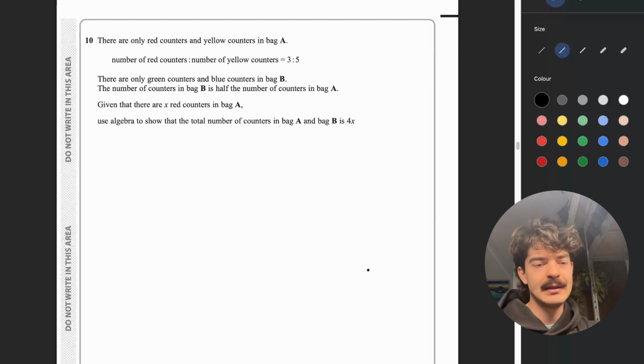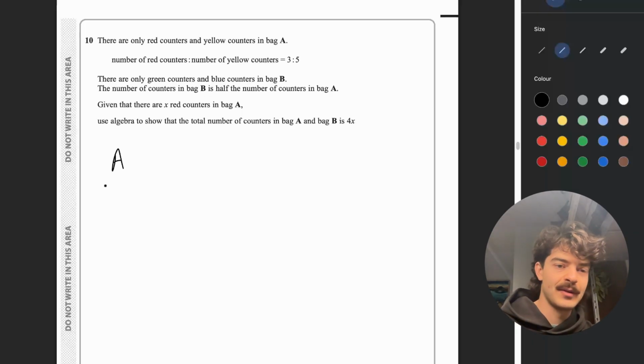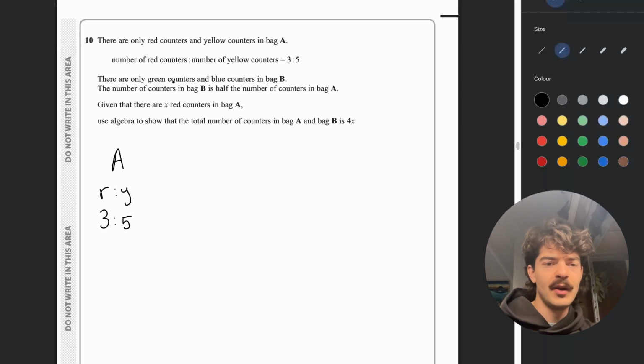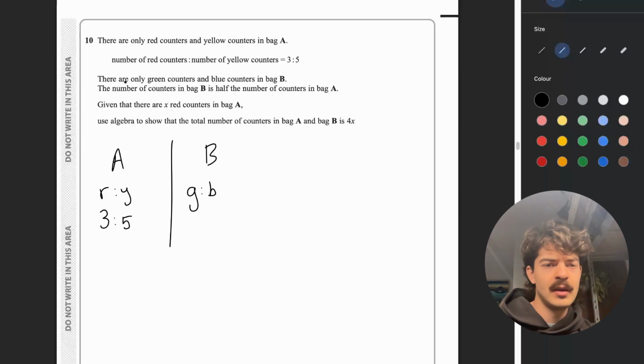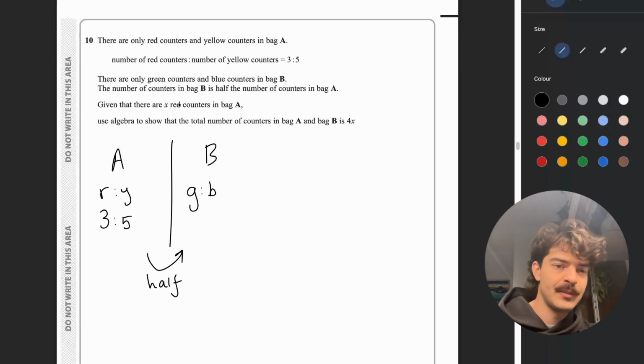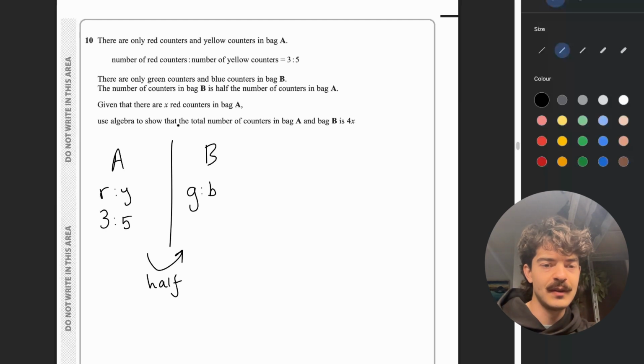Question 10. There are only red counters and yellow counters in bag A. Okay, so in bag A, we've got red and yellow. The number of red counters to the number of yellow counters is 3 to 5. There are only green and blue counters in B. The number of counters in bag B is half the number of counters in bag A. So let's make a note of that, half. Given that there are x red counters, use algebra to show that the total number of counters in bag A and bag B is 4x. Fascinating.